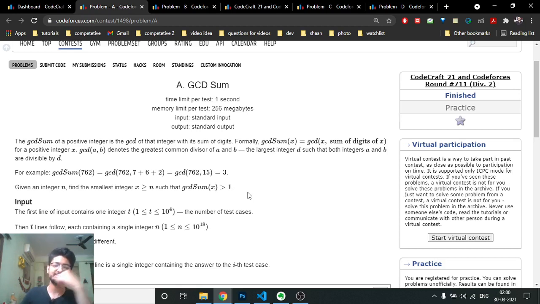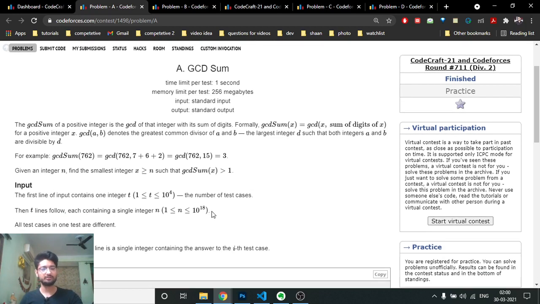Now the first thing that comes to my mind is that the constraints are pretty large, up to 10 to the power 18. But you can easily see that even for a very large number, the maximum sum of the digits is 18. So in 18 iterations you can find the sum of the digits, which takes no time and is very fast. Also GCD takes only log n time, and it is an inbuilt function in C++. So this whole function can be calculated very fast.